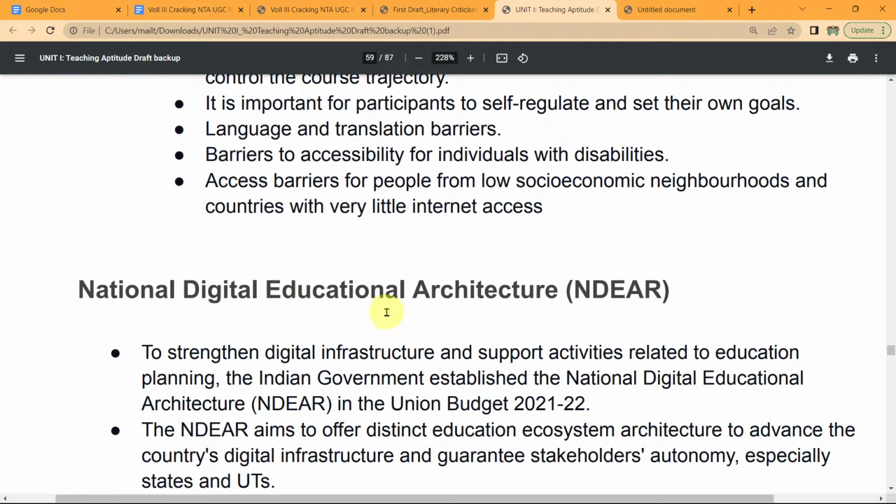Now we'll just talk about the national digital educational architecture, which is NDEAR.